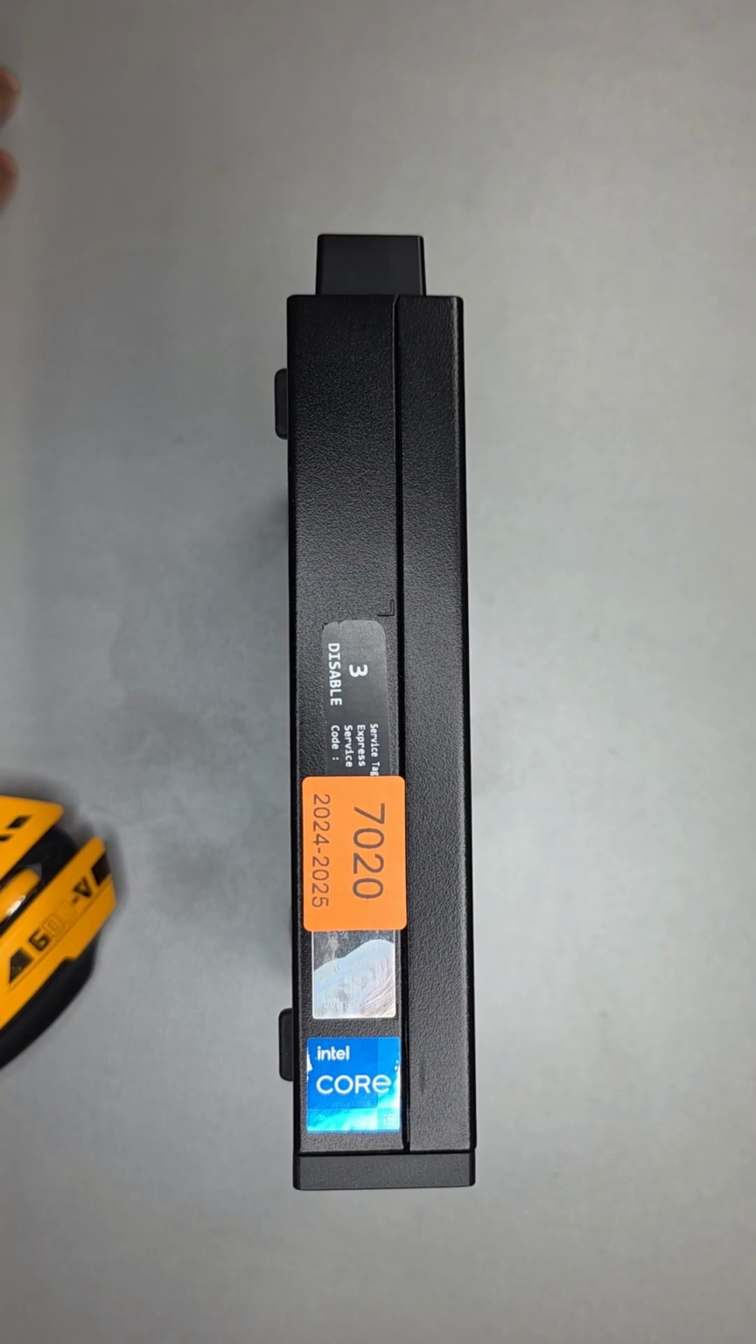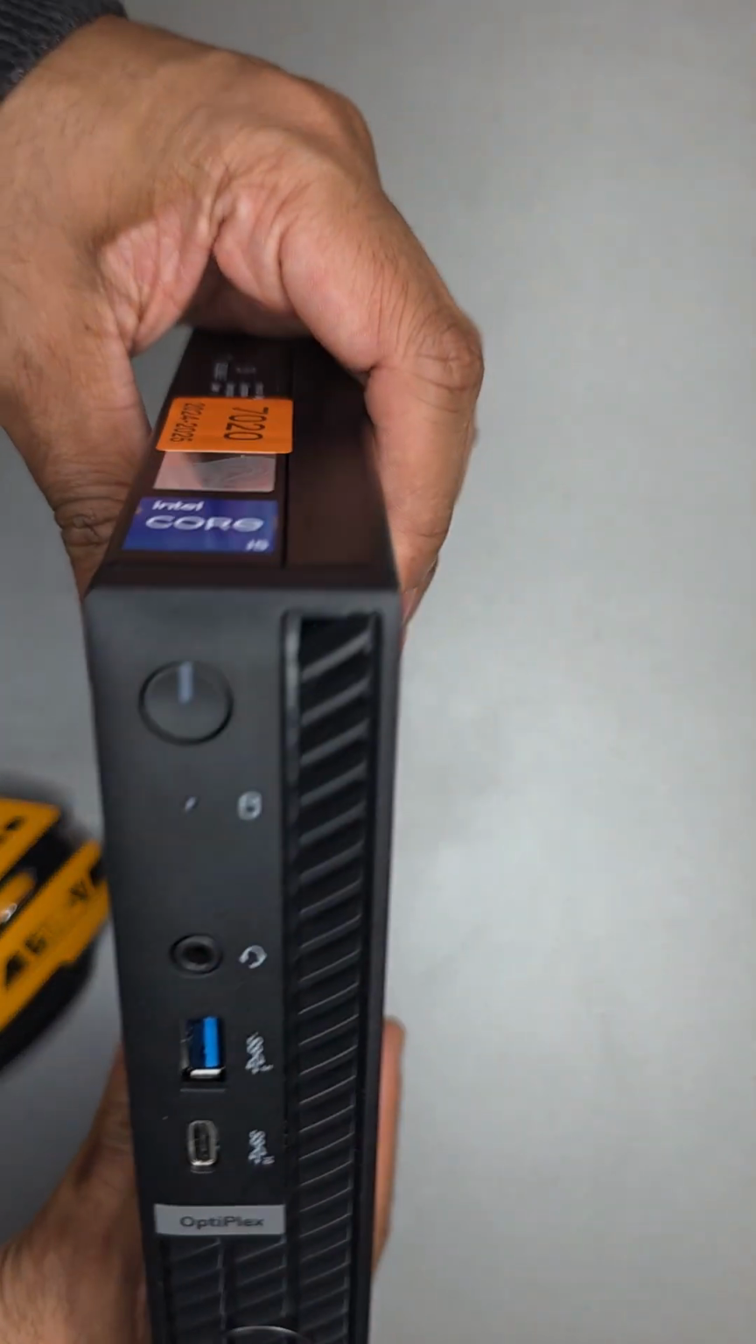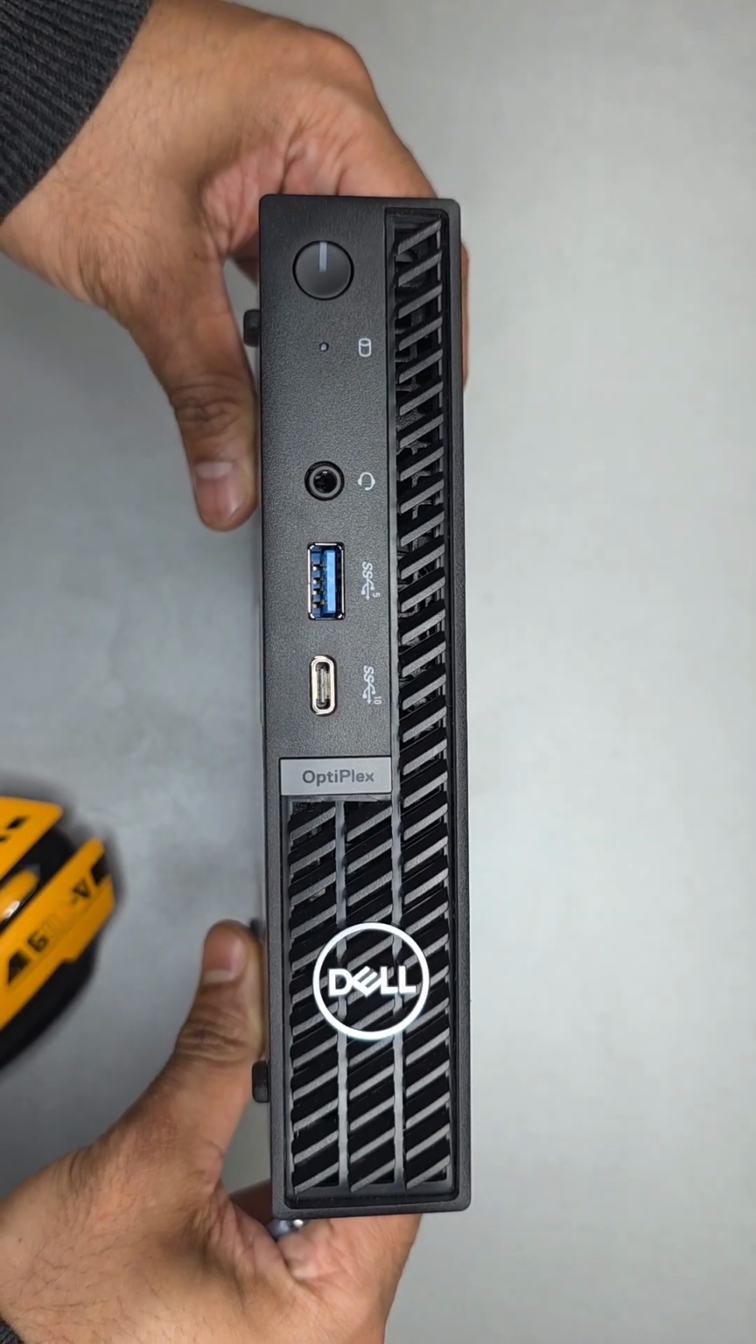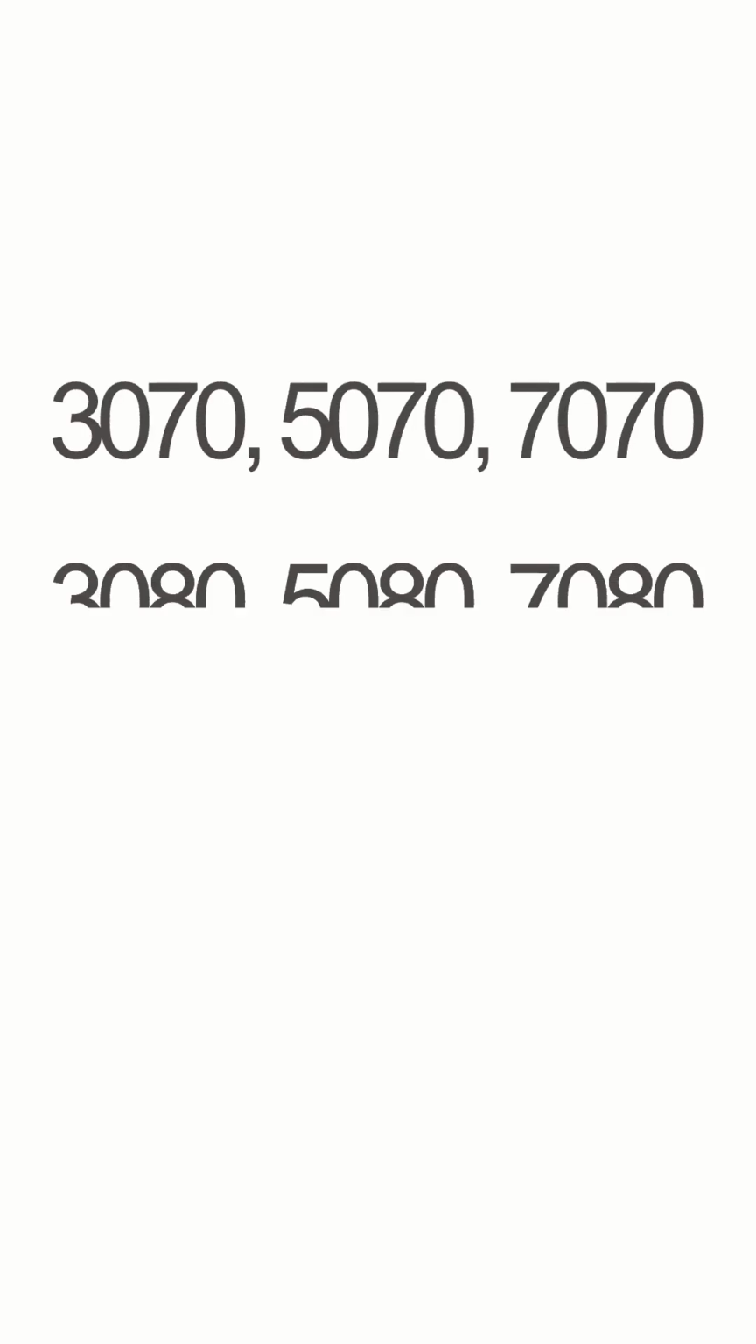What we have here today is Dell's latest micro PC, the Dell Optiplex Micro 7020. Traditionally, Dell used to release 3 models each year, but since last year, they simplified it with just 2 models, the base model and the plus model.